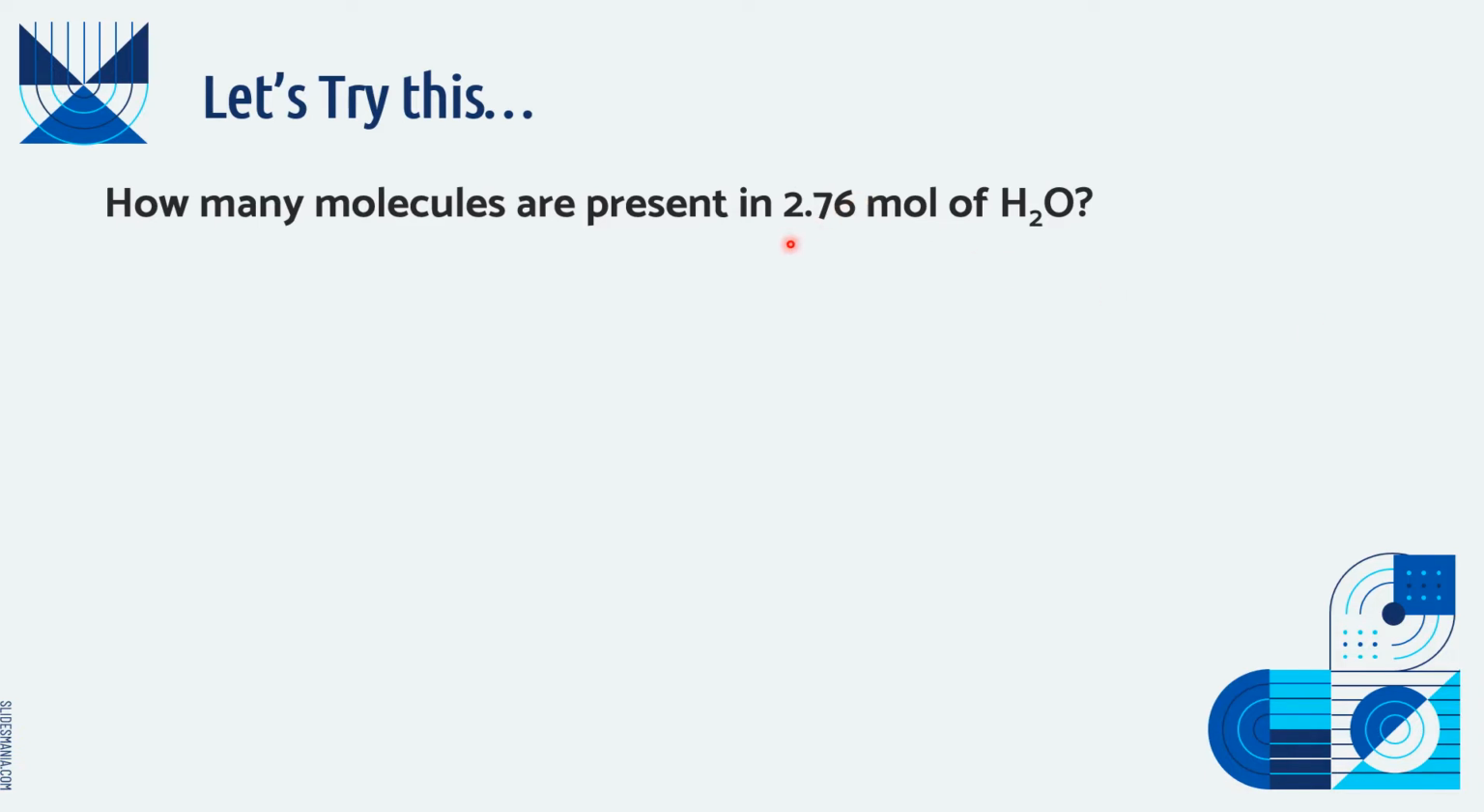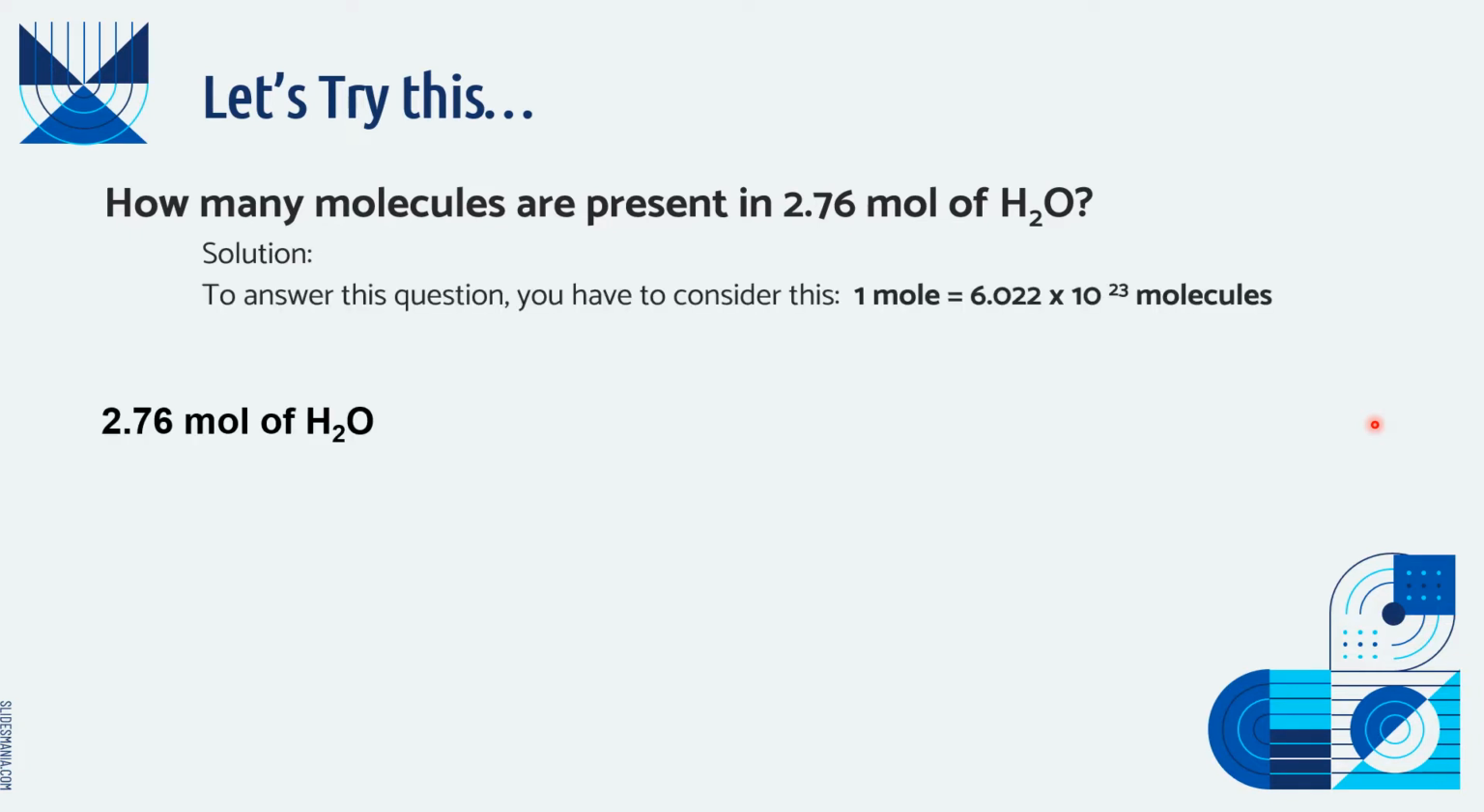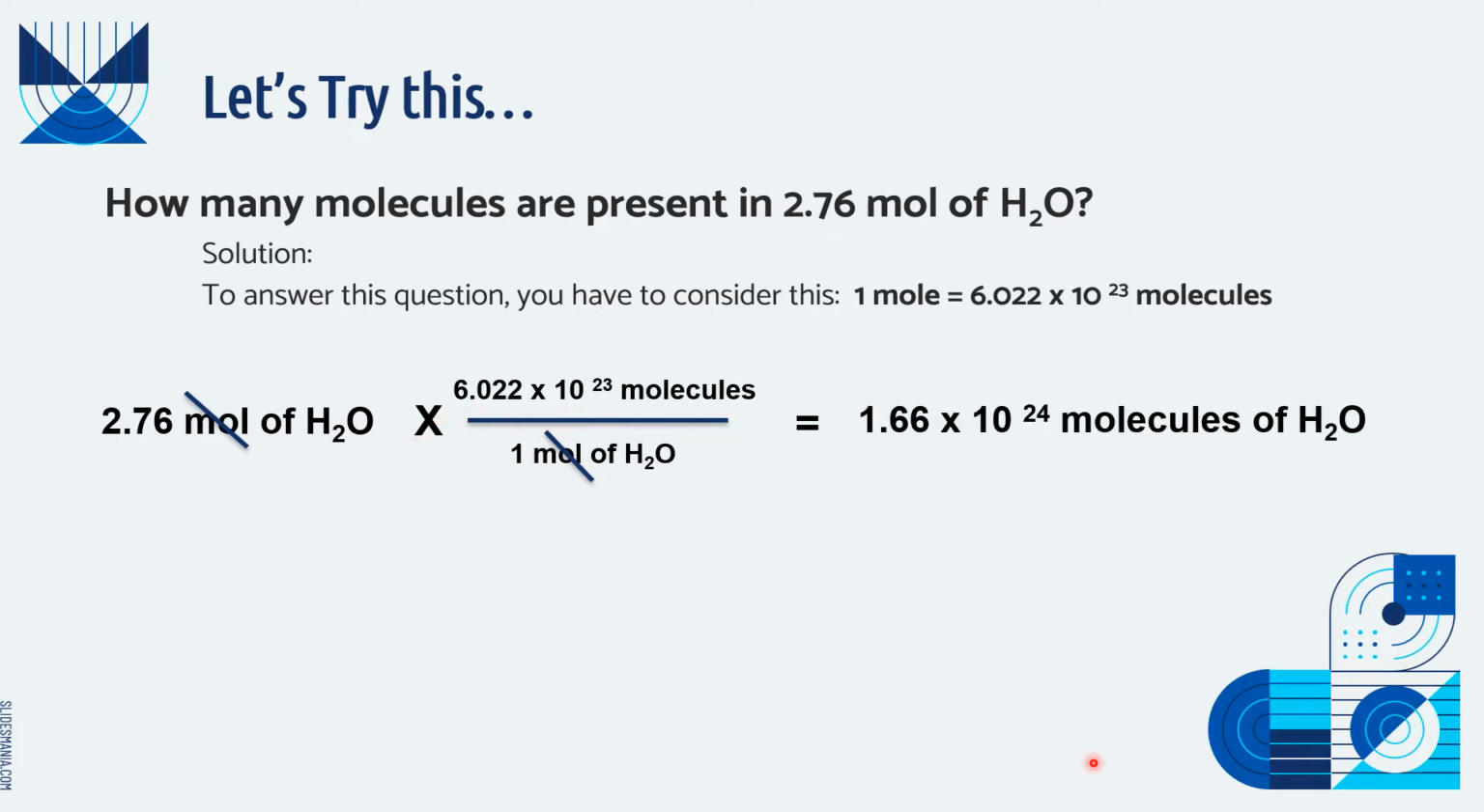So, to get the number of molecules in 2.76 moles, we have to write 2.76 mole of water times, in every 1 mole of water, there is always 6.022 times 10 raised to 23 molecules of water. So cancel the unit. So 2.76 times 6.022 times 10 raised to 23 molecules, the answer is 1.66 times 10 raised to 24 molecules of water.